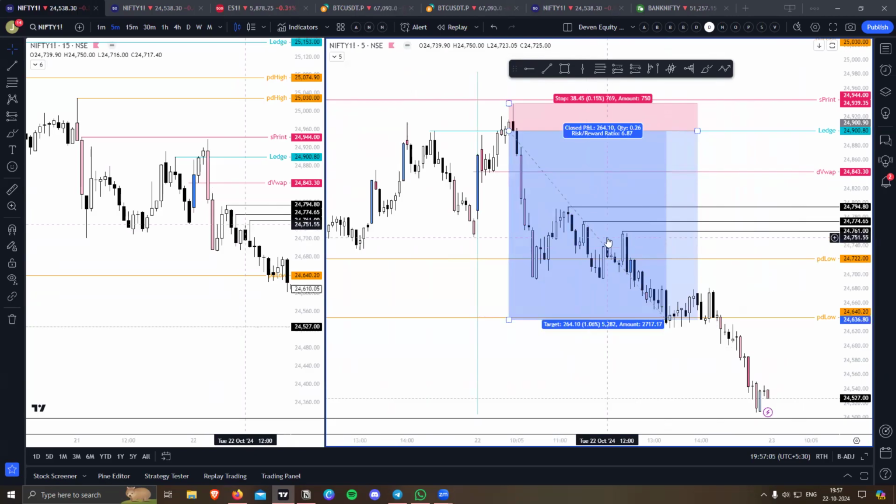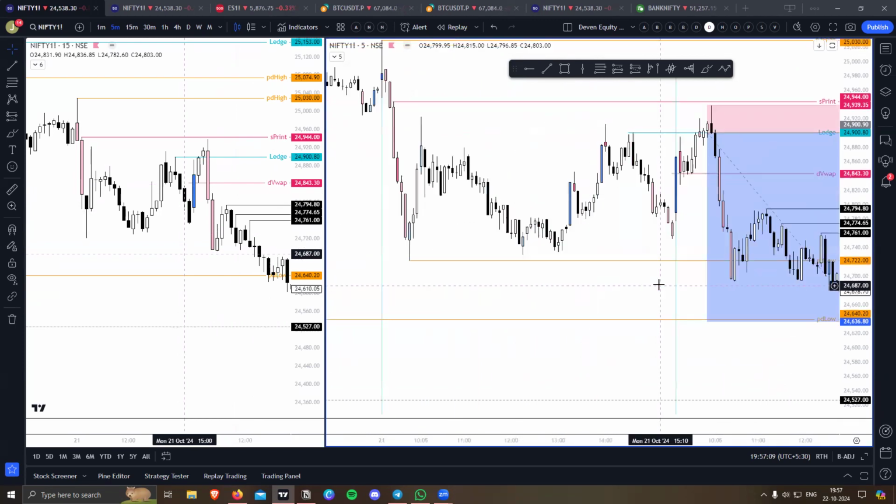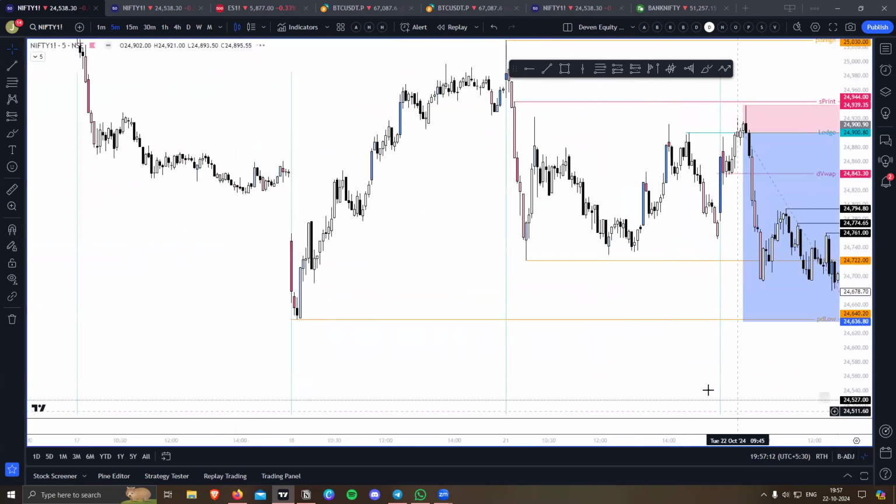So that's it for today. And this was a 250 points trade. Previous day chart is here.